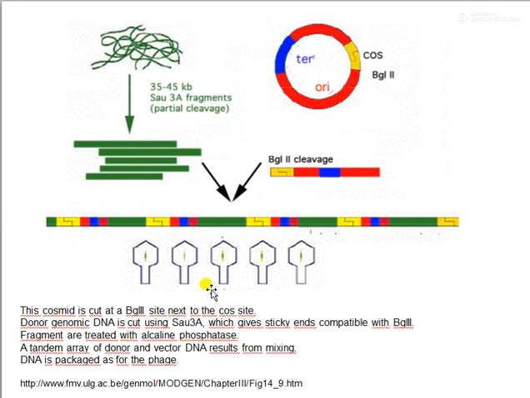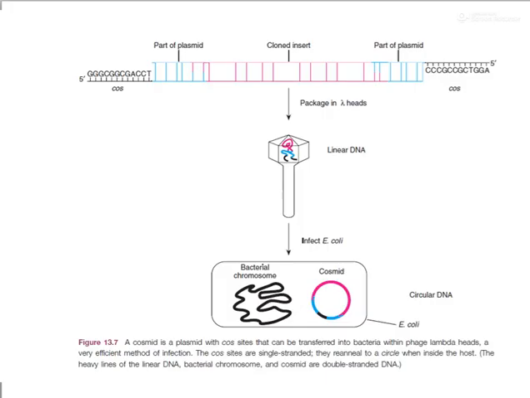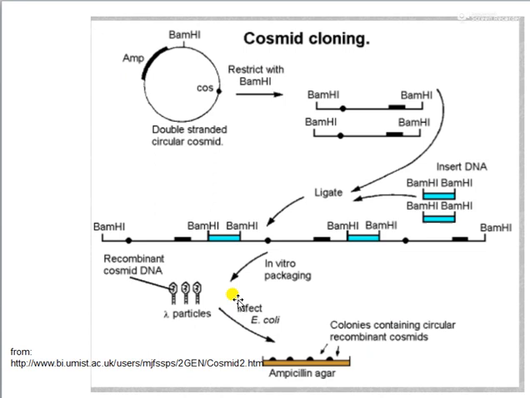So this is just a higher-end explanation of the previous one which we had seen over here. So coming back, we have transfected it into E. coli, and to identify the cells which contain the cosmid vectors, you can put them into a medium which contains the antibiotic.